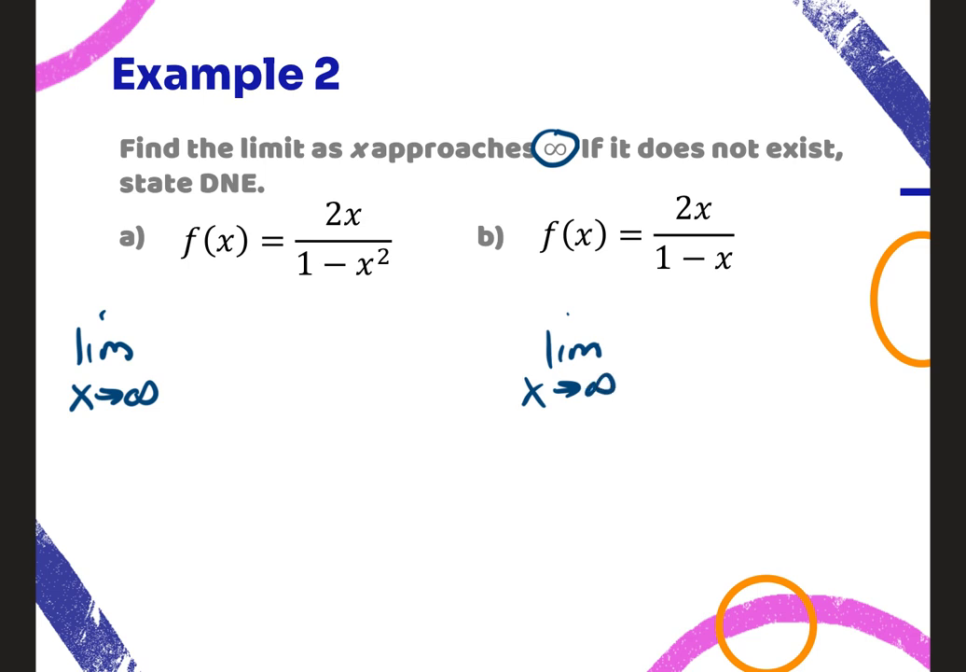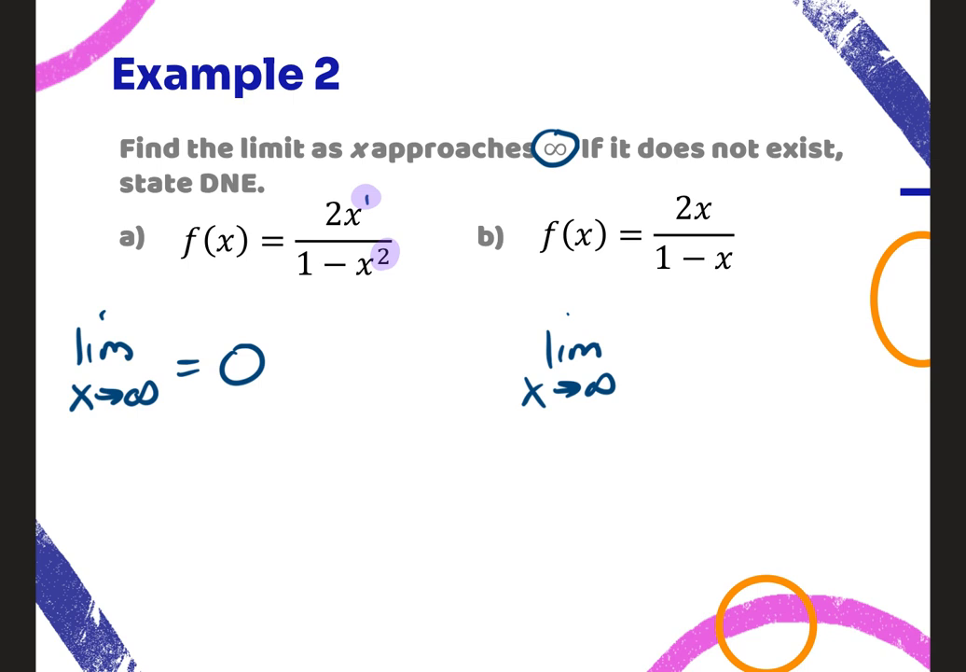Now look at A. What's the highest exponent in your numerator? 1. What's the highest exponent in your denominator? 2. So what's true about n and m? N is less than m, and if n is less than m, then your horizontal asymptote is at 0, so the limit is 0.